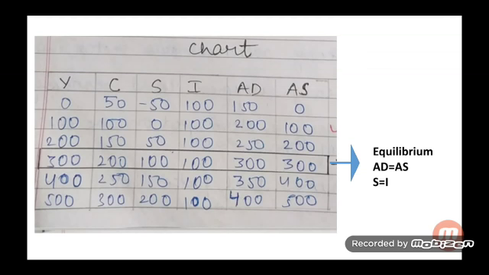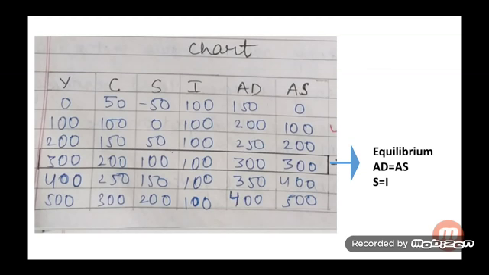When your income is 500, the consumption is 300. It means your savings is 200. 500 minus 300 is 200. Investment remains 100. Aggregate demand कितना हो जाएगा बेटा C plus I, that is 300 plus 100 is 400. And aggregate supply is 300 plus 200 C plus S, that is 500.